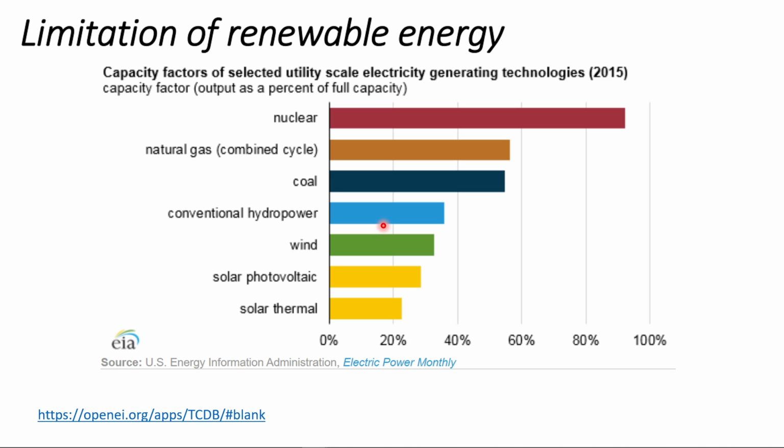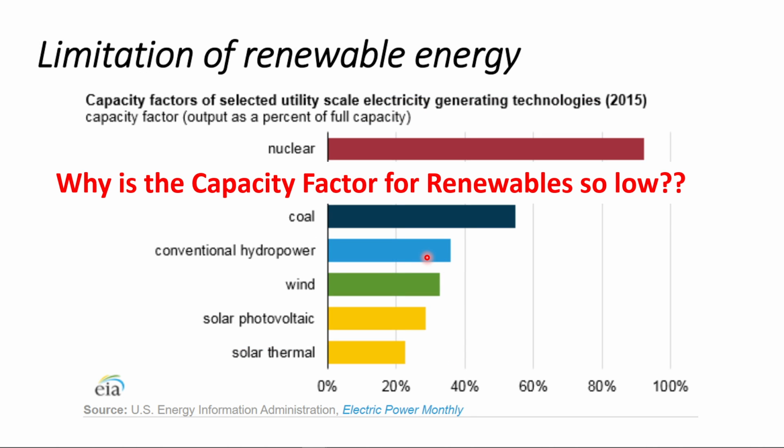Here's another picture of the capacity factors compared between the different energy sources. And here's the same problem. We see nuclear, natural gas, and coal, and so on, and we see wind and solar all the way down. They're barely breaking the 30s. So why is the capacity factor for renewables so low? The short answer is storage.